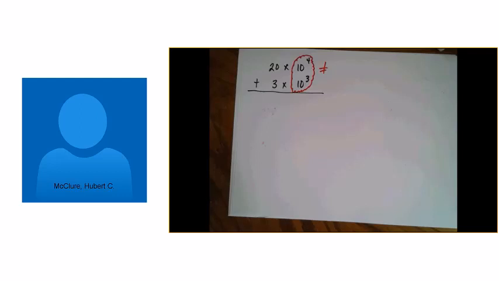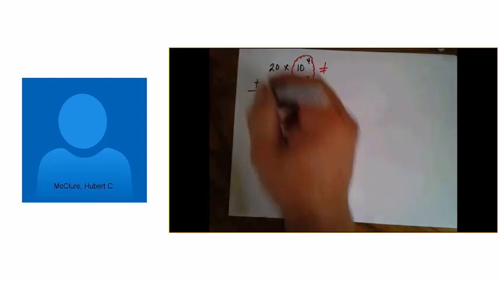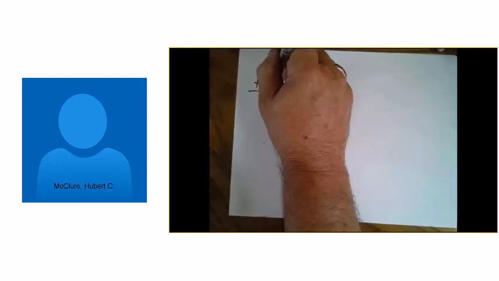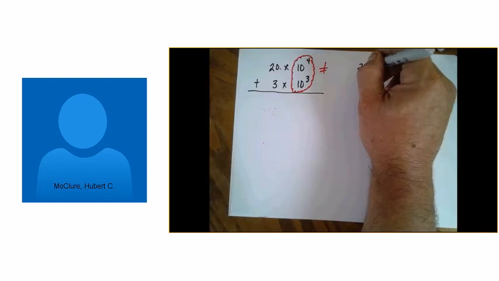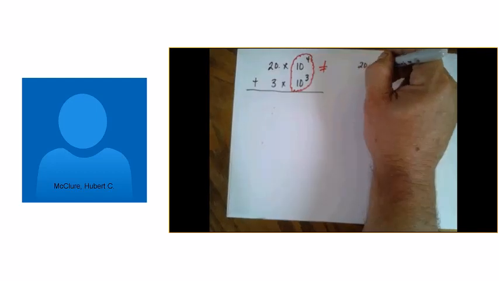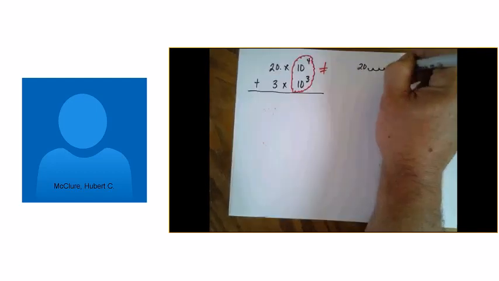Let's look at what happens if we expand it. So that means the decimal is right here. So that's going to be 20, 1, 2, 3, 4.